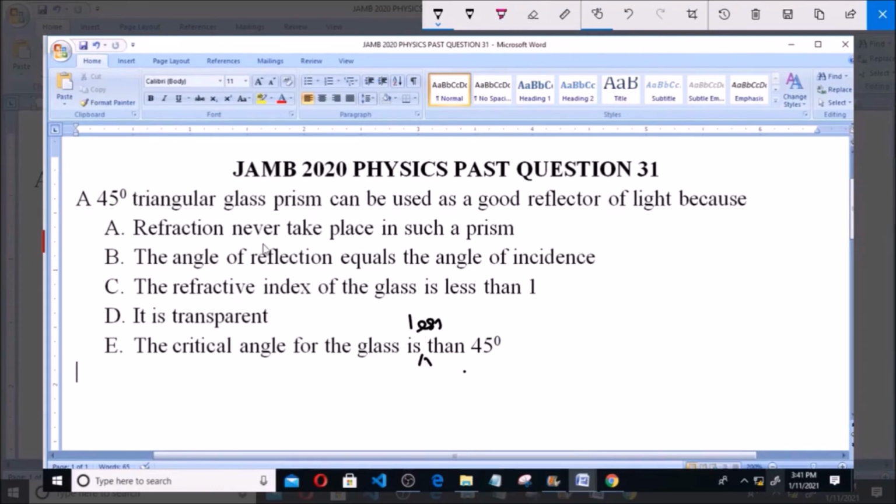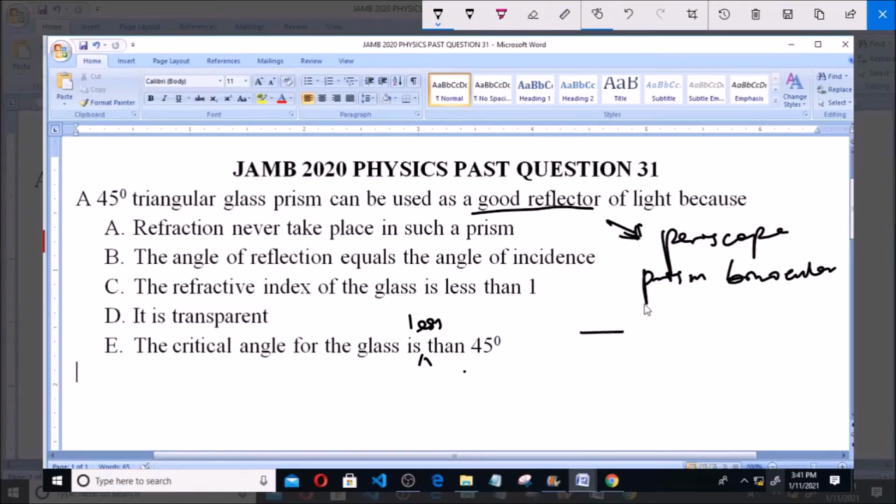Now, a 45-degree triangular glass prism is a very good reflector of light, and you can see that it is applied in the periscope. It is also used in what we call the prism binoculars. Now this 45-degree triangular glass prism is a good reflector of light because when light strikes it, the incident angle is at 45 degree.